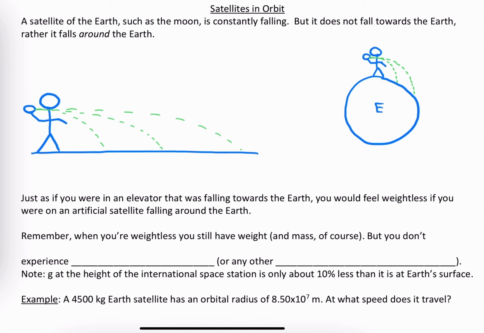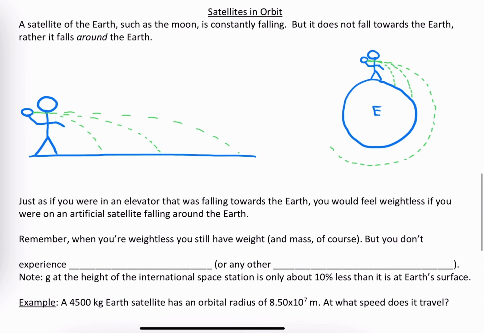But this time you've thrown it just fast enough that the curve the ball has towards Earth matches the curvature of the Earth itself. So the ball is always turning right in this case, always being bent by gravity, always being pulled and turned towards Earth, but it never actually gets any closer. It does a big circle all the way around Earth and ends up right back where you are at the exact same height.